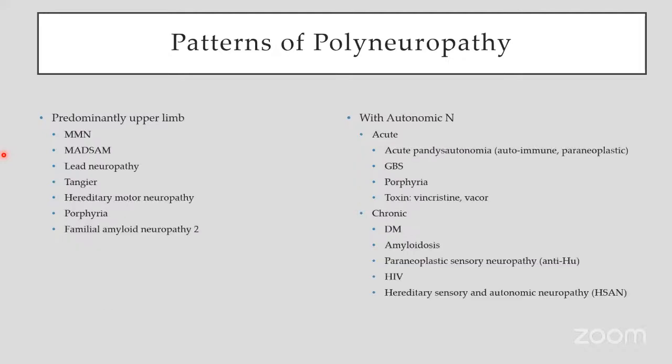Neuropathies predominantly involving the upper limb are MMN, MADSAM, lead neuropathy, Tangier disease, hereditary motor neuropathy, familial amyloid neuropathy, and porphyria. Neuropathies with autonomic involvement are acute and chronic. Acute are acute pandysautonomia, GBS, porphyria, vincristine and Vacor toxicity. Chronic autonomic neuropathies are type 2 diabetes, amyloidosis, paraneoplastic sensory neuropathy, that is anti-Hu antibodies, HIV, and HSAN.